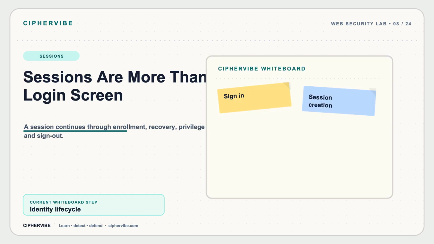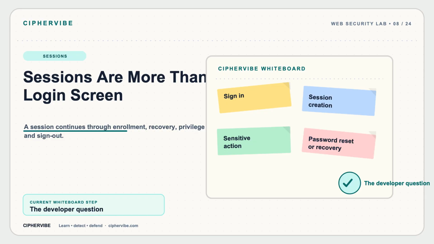Now move from ownership to identity. A session is not a single login form. It begins at enrollment, continues through authentication, and changes when a user resets a password, gains a new role, or signs out. If we protect only the first screen, the rest of the lifecycle can quietly weaken the identity decision we thought we had made.